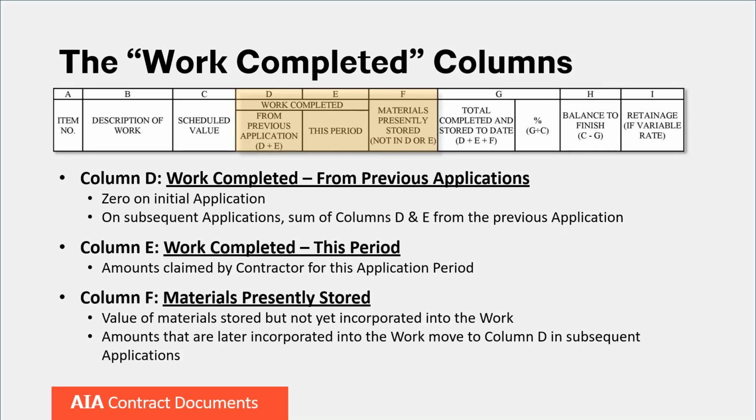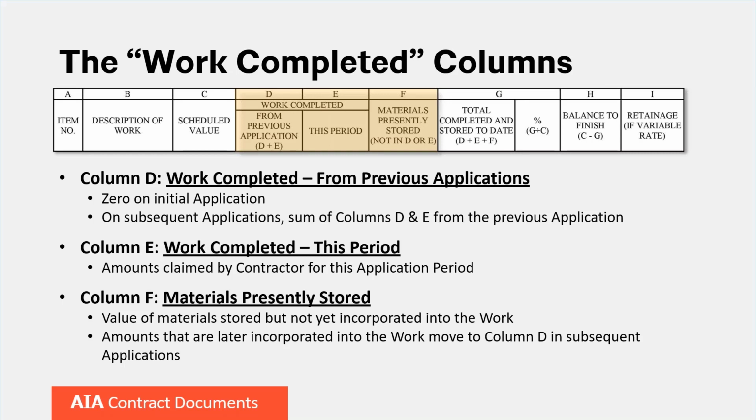Column F is for materials presently stored. This includes materials stored at the job site, but not yet incorporated into the work, and, if permitted by contract, materials suitably stored off-site. As the title to these materials transfers to the owner upon payment, the construction contract commonly requires that the materials stored off-site are to be secured in a bonded and insured facility. In subsequent applications, once the previously stored materials are incorporated into the work, the amounts claimed in this column are moved to column D, work completed from previous applications.